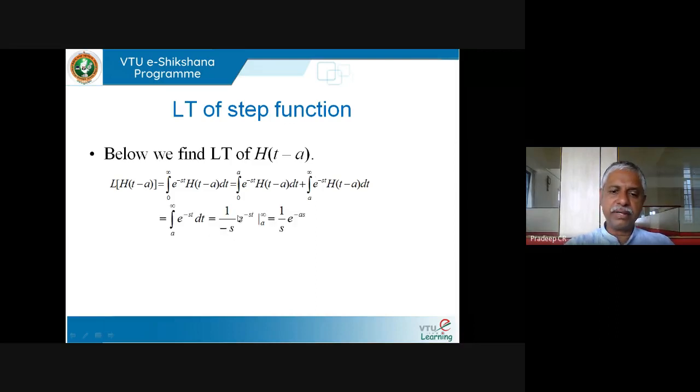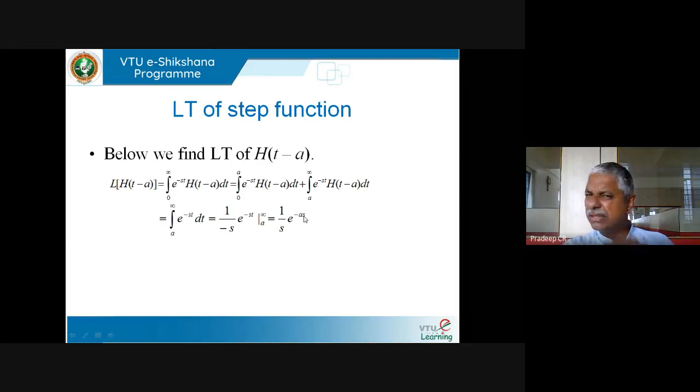From a to infinity, you integrate. You do your usual integral of e power minus st dt between the limits, something you must have already done a thousand times. You'll get 1 by s e power minus as. This is the answer, this is what you have to remember. Laplace of h(t minus a) is 1 by s e power minus as.